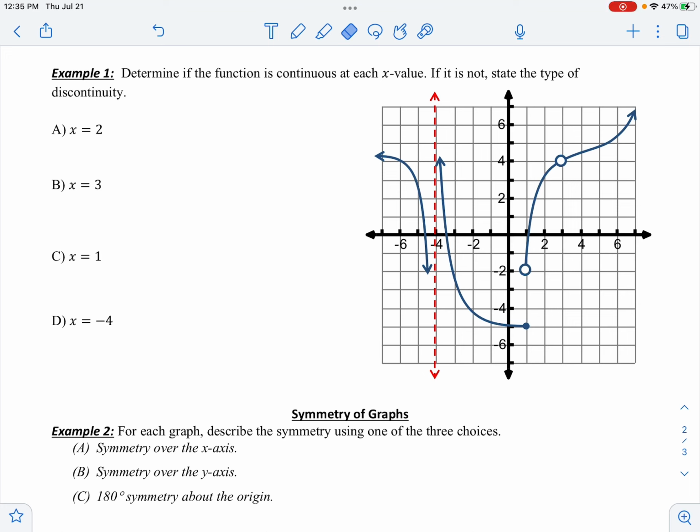It says determine if the function is continuous at each x value. If it's not, state the type. This first one is at x equals 2. So we're going to look at x equals 2 right here and ask, is there a discontinuity there? We're looking for a jump, a hole, or an asymptote. It has none of those. So there is no discontinuity there, therefore it's continuous. All right, let's look at x equals 3. At x equals 3, there is a discontinuity there. So I need to know if it is an infinite, jump, or removable discontinuity. If you look with your eyes, you see a hole in the graph. So there is a removable discontinuity there.